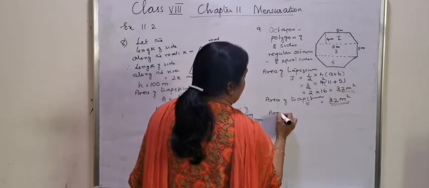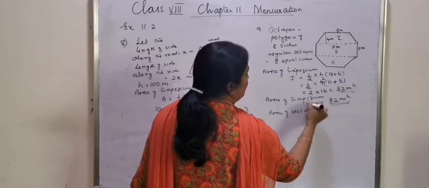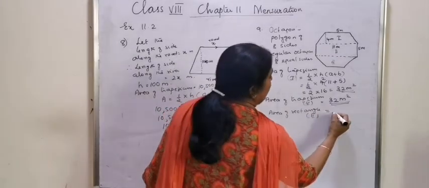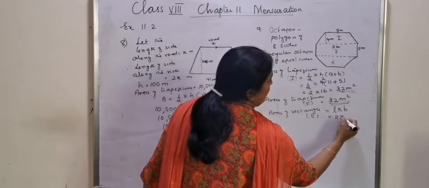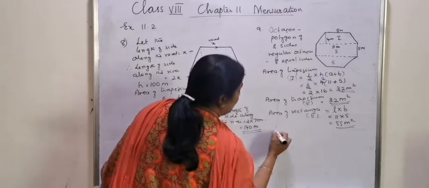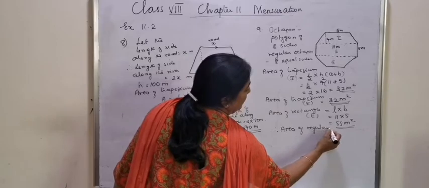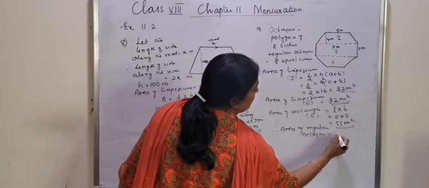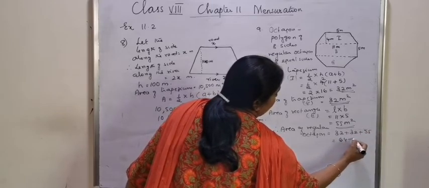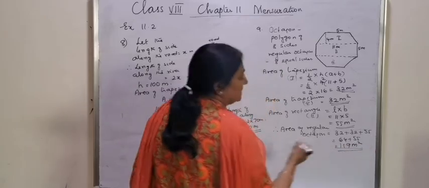Area of rectangle, the figure marked as 2, is equal to length into breadth, which is equal to 11 into 5, 55 meter square. Therefore, what is the area of the regular octagon here? Regular octagon is equal to 32 plus 32 plus 55, 64 plus 55, which is 119 meter square.